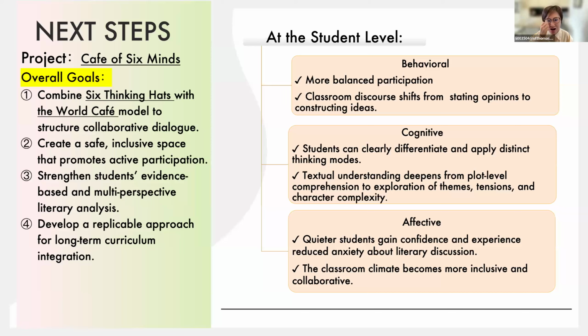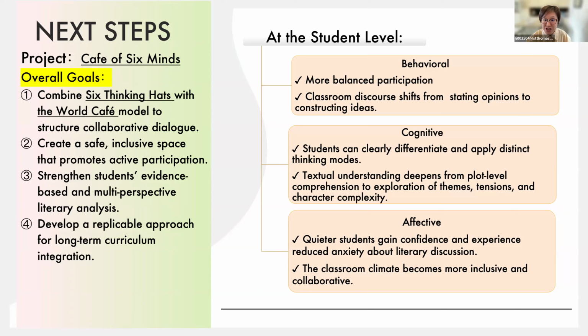Next steps. I call this section the Café of 6 Minds, a project that integrates Edward de Bono's 6 Thinking Hats framework into the World Café rotating discussion model. By combining these 2 approaches, the project encourages students to think from multiple perspectives while engaging in collaborative literary analysis. At the student level, the project aims to achieve balance and meaningful participation.